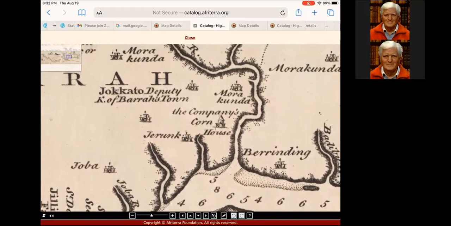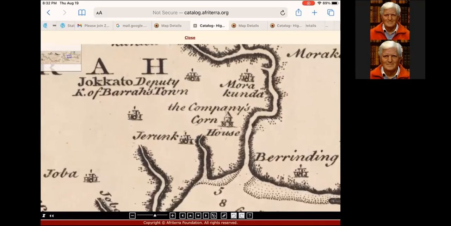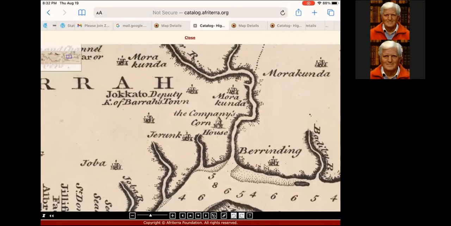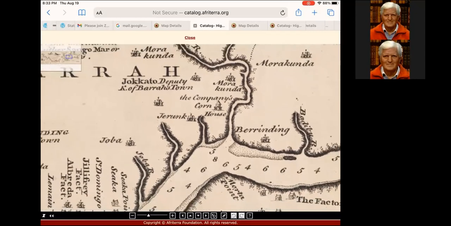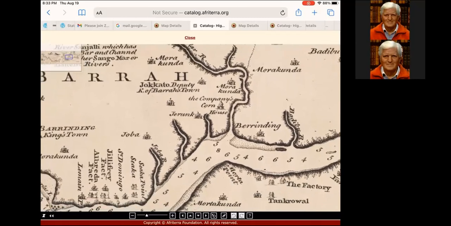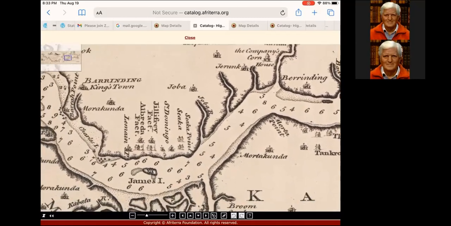And here you get an example of an indication of the company's corn house. Now, that means they're storing corn, what they call corn. It's not clear from the map or from the usage of the early 18th century what is meant by corn, except it now seems that it's Indian corn introduced from the Americas. Other portions of this part of West Africa show plantations of Indian corn that are being dried and used and reconstituted in the foodstuffs for the Atlantic trade.